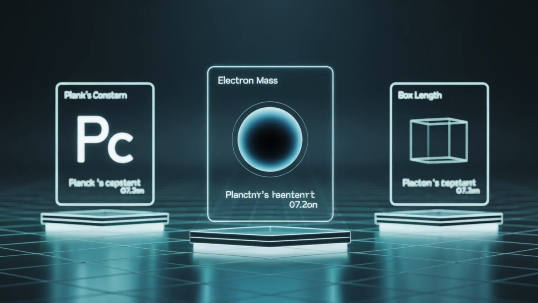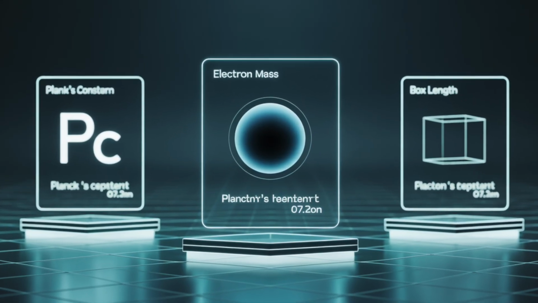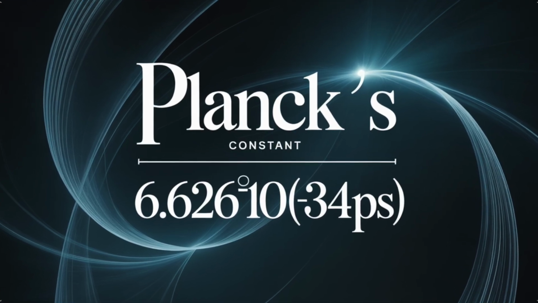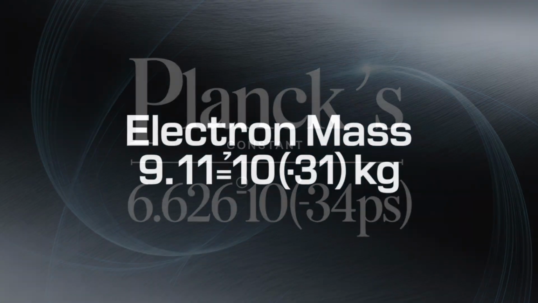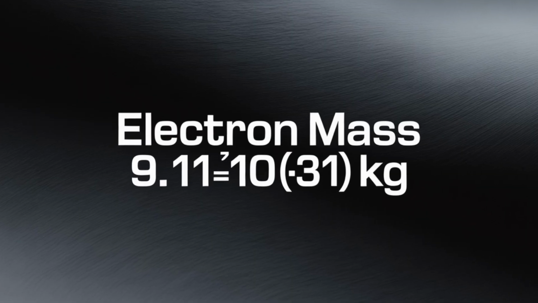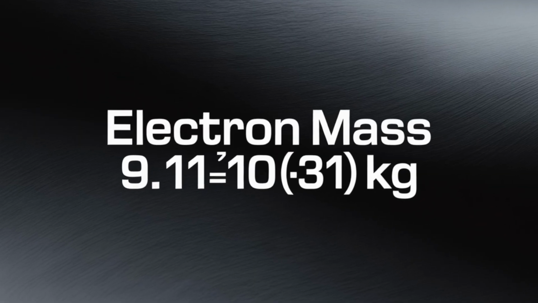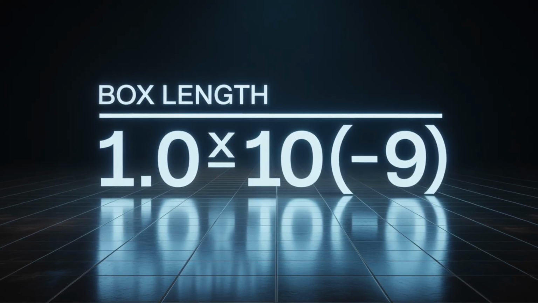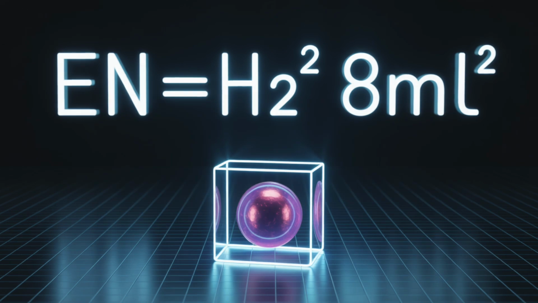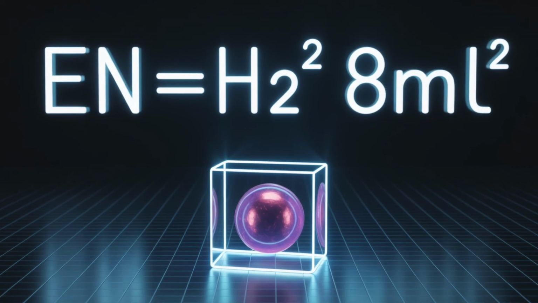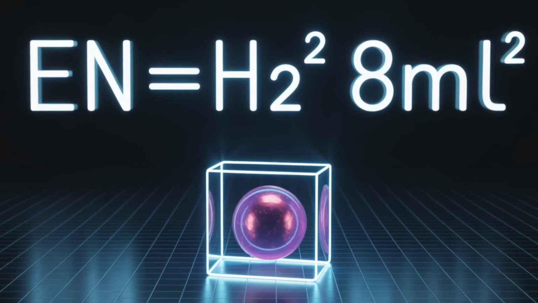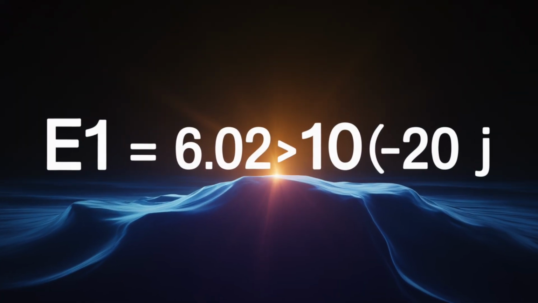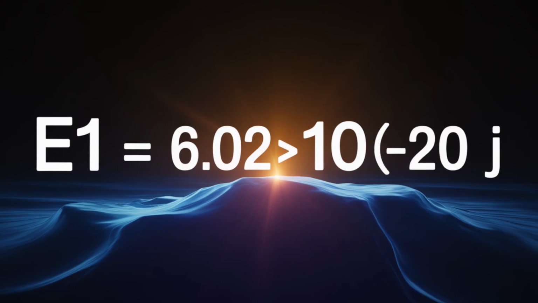Now let's calculate. We'll use Planck's constant, 6.626 times 10 to the negative 34th joule-seconds. Electron mass, 9.11 times 10 to the negative 31 kilograms. Box length, 1.0 times 10 to the negative 9th meters. Step 1. Calculate the constant piece, h squared divided by 8 m l squared. Do the math, and we get about 6.02 times 10 to the negative 20th joules.